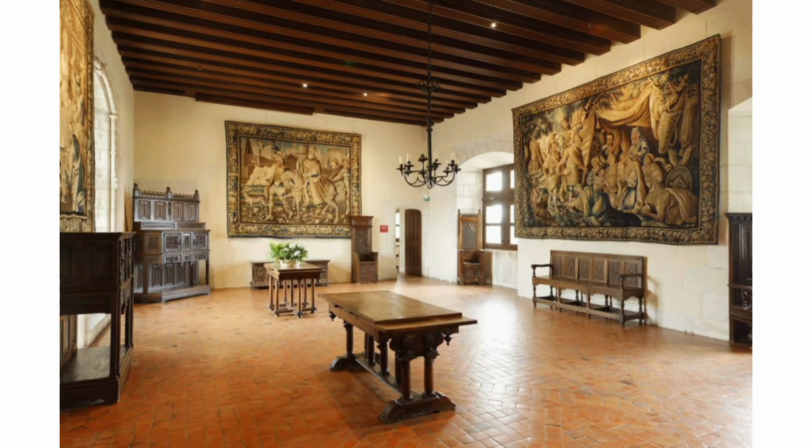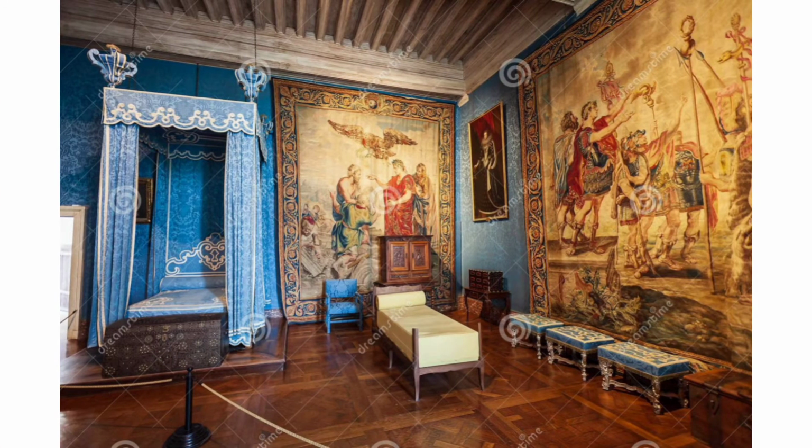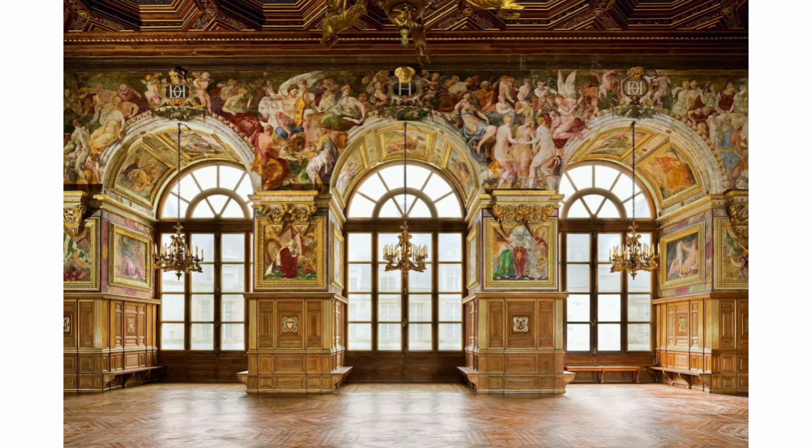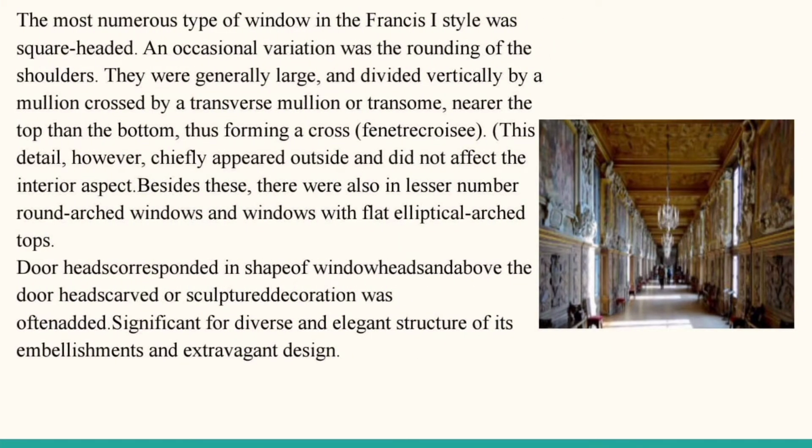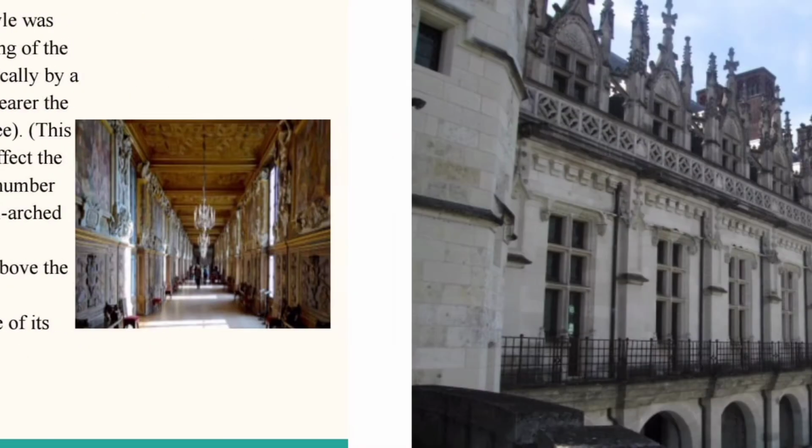At his accession, the royal palaces of France were ornamented with only a scattering of great paintings and not a single piece of sculpture, either ancient or modern. It is during Francis' reign that the magnificent art collection of the French kings, which can still be seen at the Louvre, was begun. The most numerous type of windows in the Francis I style was square-headed.